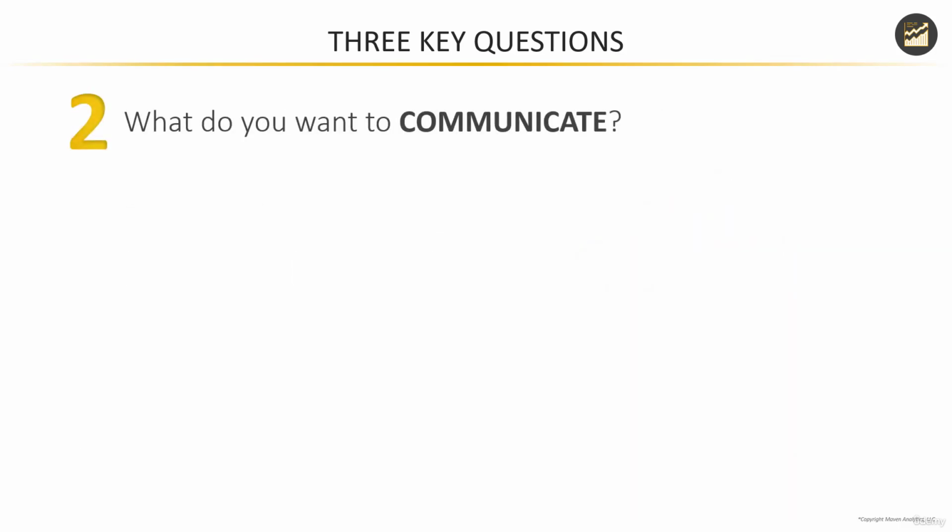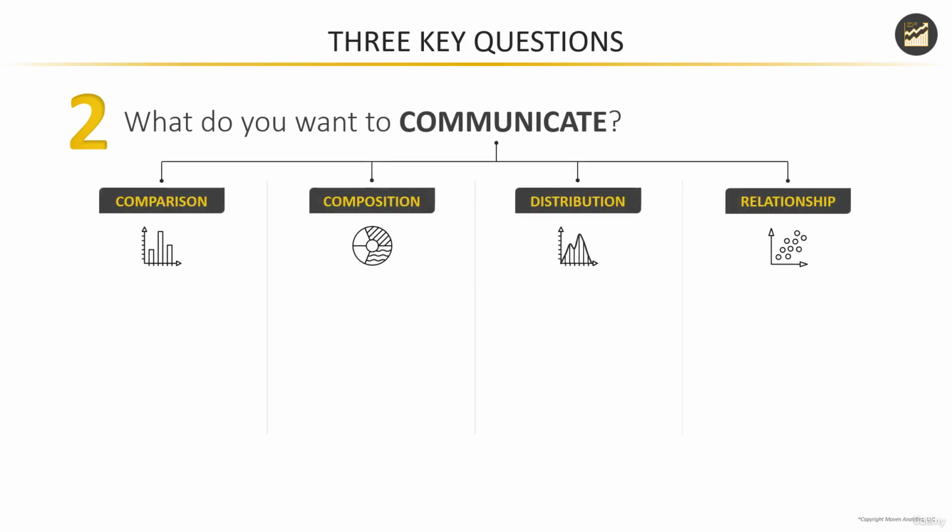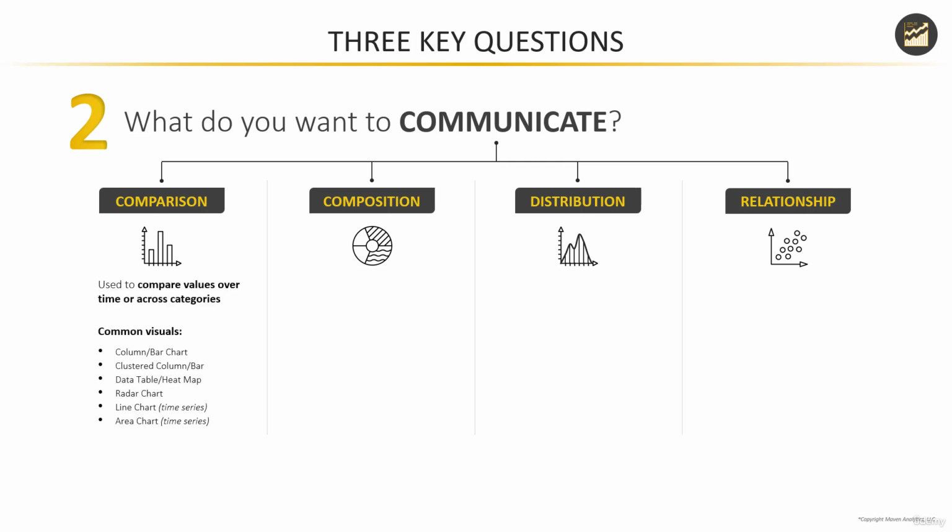Question two is all about what you're trying to communicate. So let's break this down into four different categories here. It could be a comparison, a composition, a distribution, or a relationship. Now, a comparison is when you're trying to compare values either over time or across different categories. And the common visuals that you'll use to communicate comparisons are things like basic column and bar charts, clustered columns, data tables or heat maps. If you're using time series data, line charts or area charts, and then sometimes more specialized visuals like radar charts can be helpful here as well.